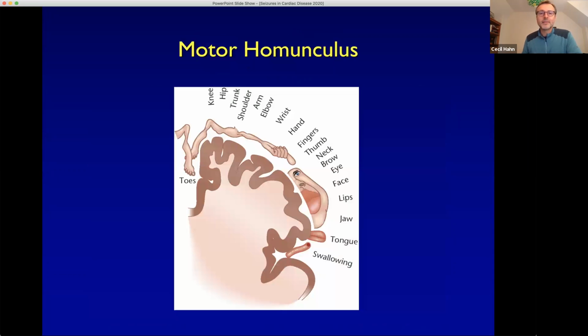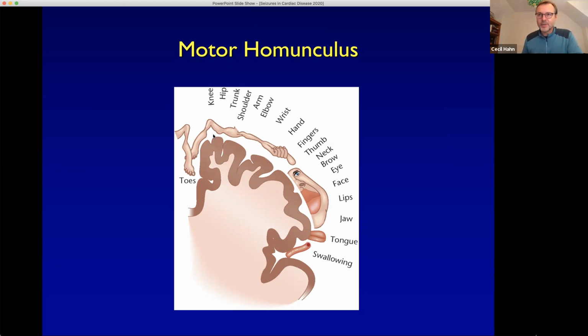So first of all, let's think about if it's plausible. So this is the illustration of where different parts of the body are represented on the brain. So the motor homunculus, we call it. Homunculus means little person in Latin. And so where is our shoulder area? It's right here, okay? So this is a coronal section of the brain.